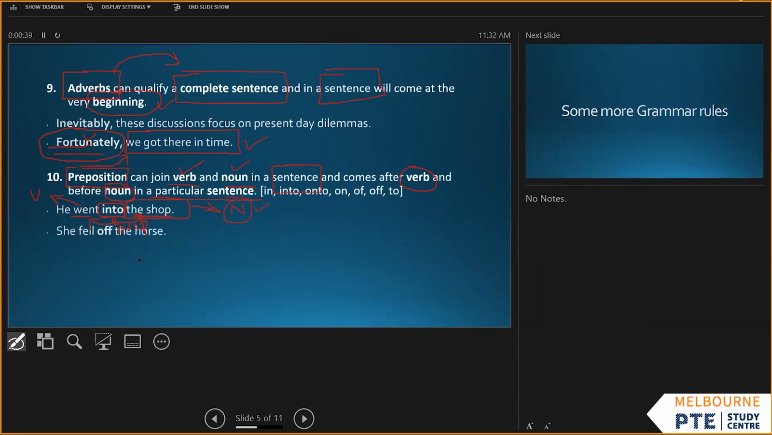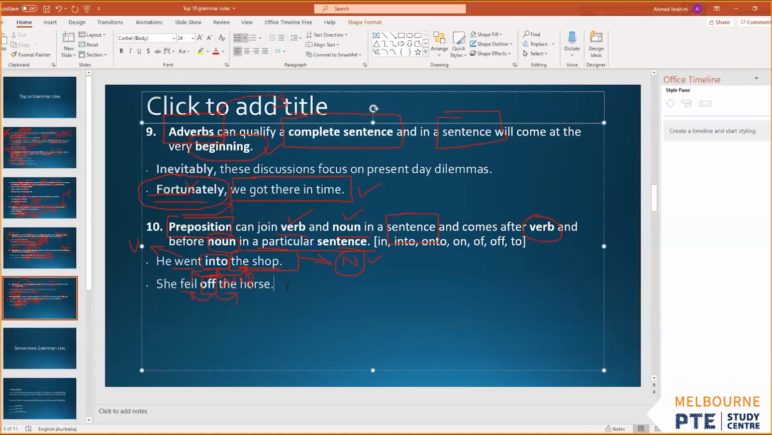Similarly, let's just say I write, she fell off the horse. So off is my preposition, which is joining the verb with the noun. Remember that. Now, the rule I will actually write down here. And another very important thing you guys need to know.